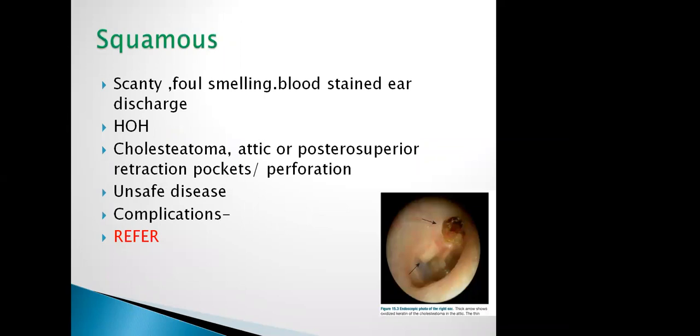The squamous type of chronic otitis media is a dangerous type of otitis media. It is unsafe. The patient may be having scanty, foul smelling, blood-stained ear discharge, and hard of hearing will be more prominent. On examination, the pathognomonic feature will be cholesteatoma or attic or posterior retraction pockets or perforation. It is associated with more complications. So if a patient is presenting with any of these symptoms, kindly refer to rule out squamous otitis media.